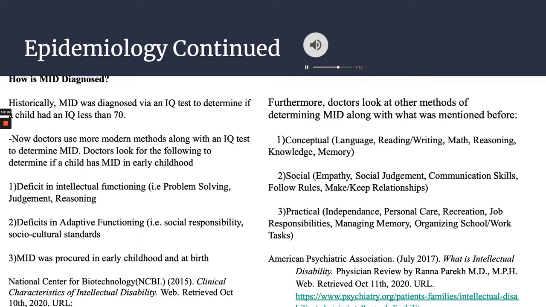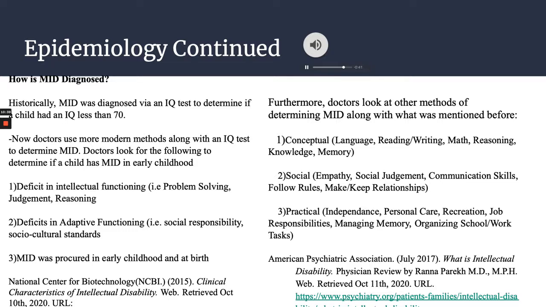And also the third one is practical. So is the individual able to show independence? Can the person care for himself? Able to do recreation? So like their hobbies. Are they able to do their job well? Can they keep a good memory? And can they organize school and work tasks? So these are just some ways, or these are just the common ways that MID has been diagnosed.